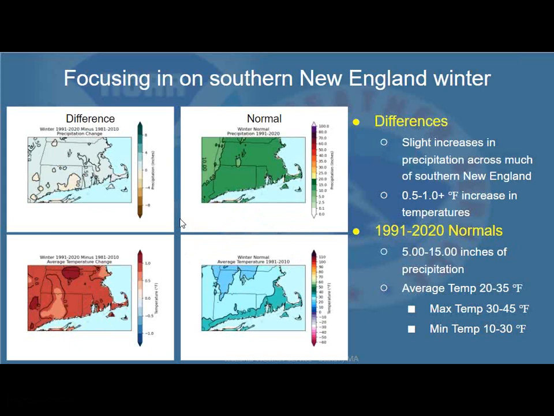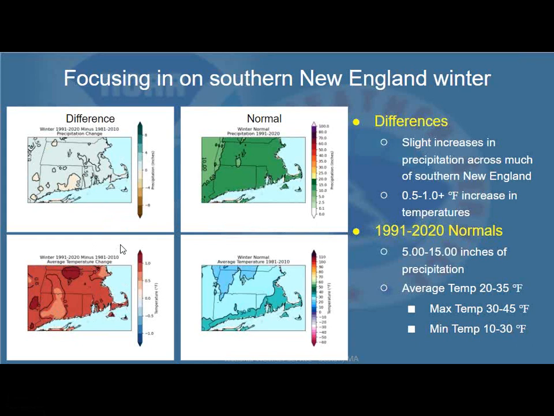So taking a look at winter, that's December, January, and February. In terms of differences between the new normals and the old normals, there have been slight increases in precipitation across much of southern New England. That's the light blue shading that indicates a slight increase. And as for temperatures, in the bottom left corner, you can see a swath of bright colors that indicates an overall increase in average temperature.